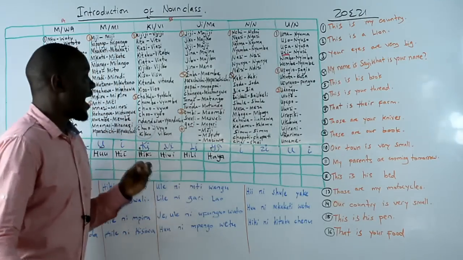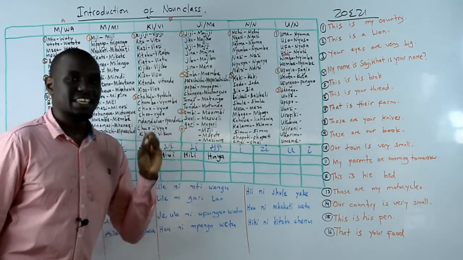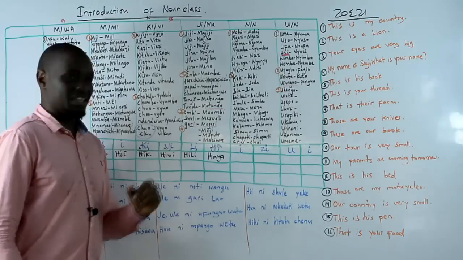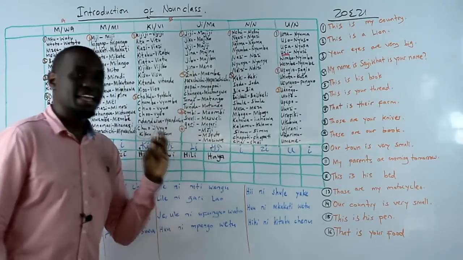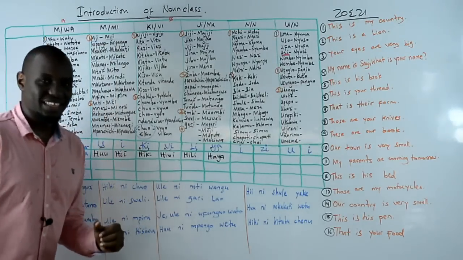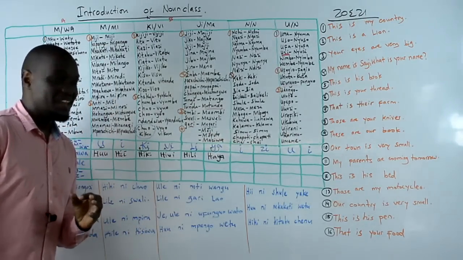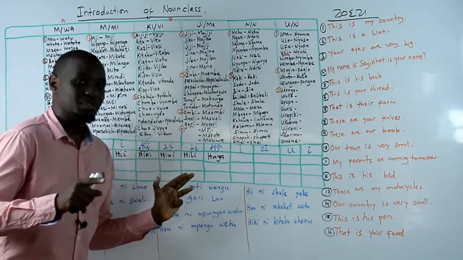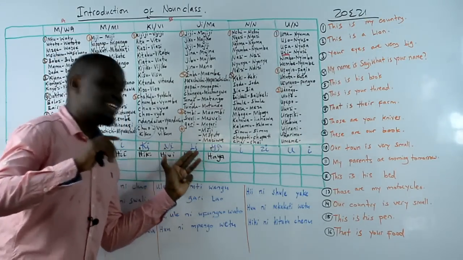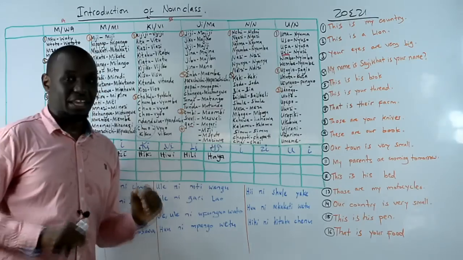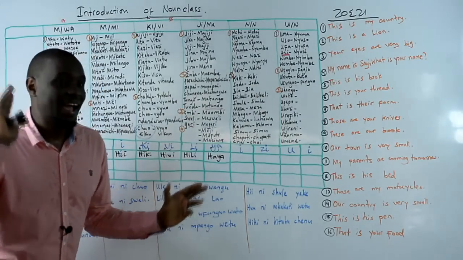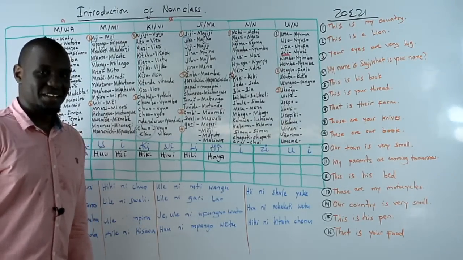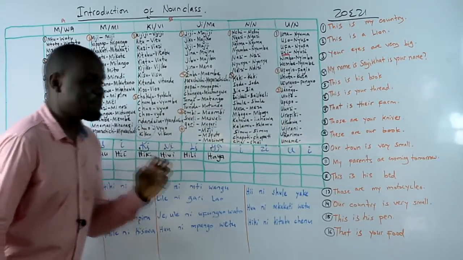And how do you say this is a mango? That will be hili ni embe. These are mangoes. Haya ni maembe. You see that? Do you get it? Okay, now tell me, how do you say this is the answer? Pause the video. Hili ni jibu. And these are answers. Will be haya ni majibu. You see it? It's very easy. It's very, very easy to remember.